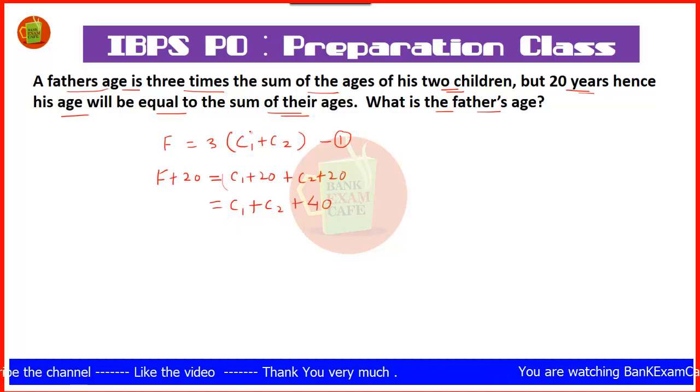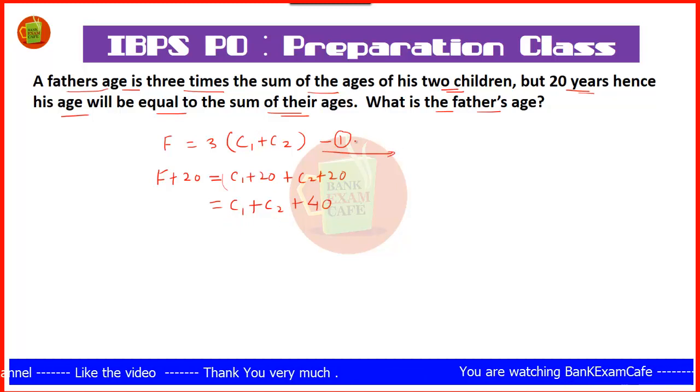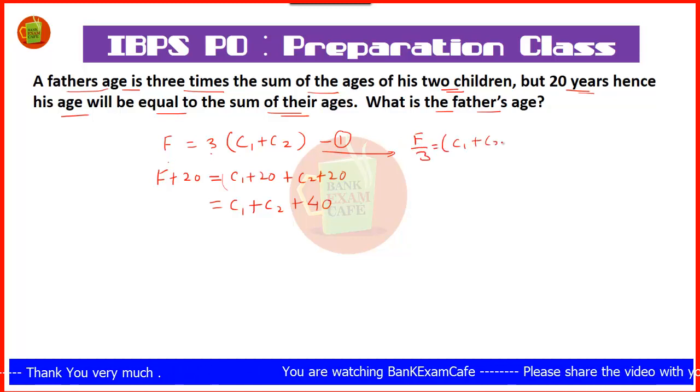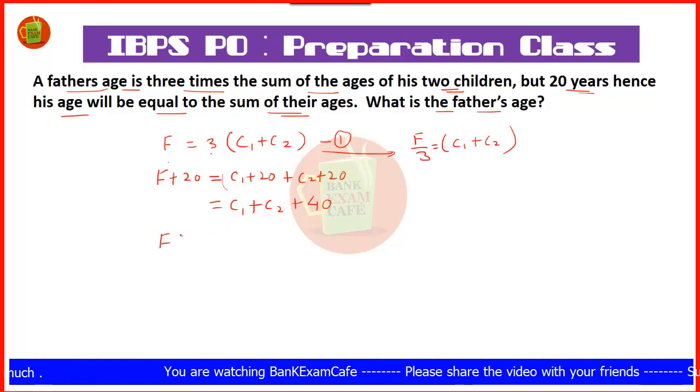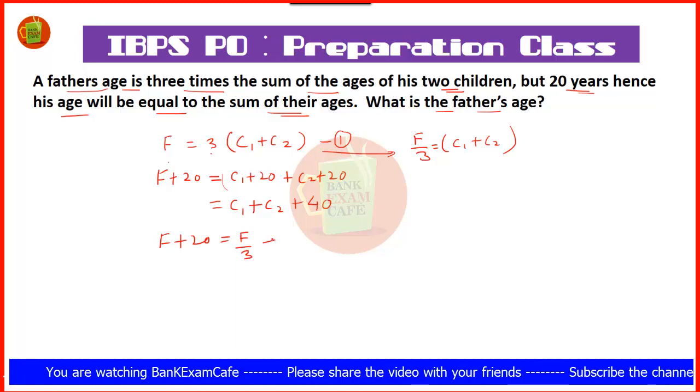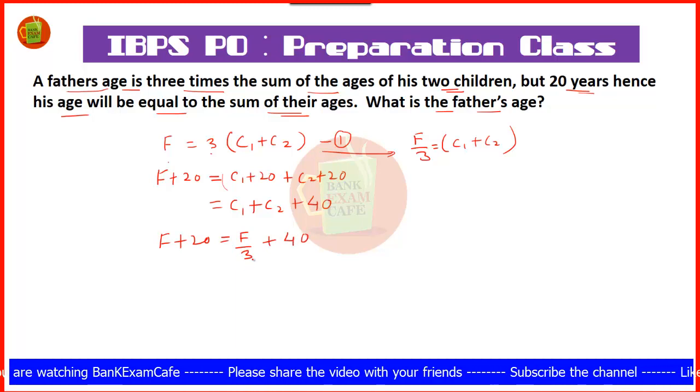Now here c1 plus c2, from here you can calculate, as if you take 3 to this side you will get f by 3 is equal to c1 plus c2. So put the value of c1 plus c2 here and you will get f plus 20, which is equal to f by 3 plus 40.